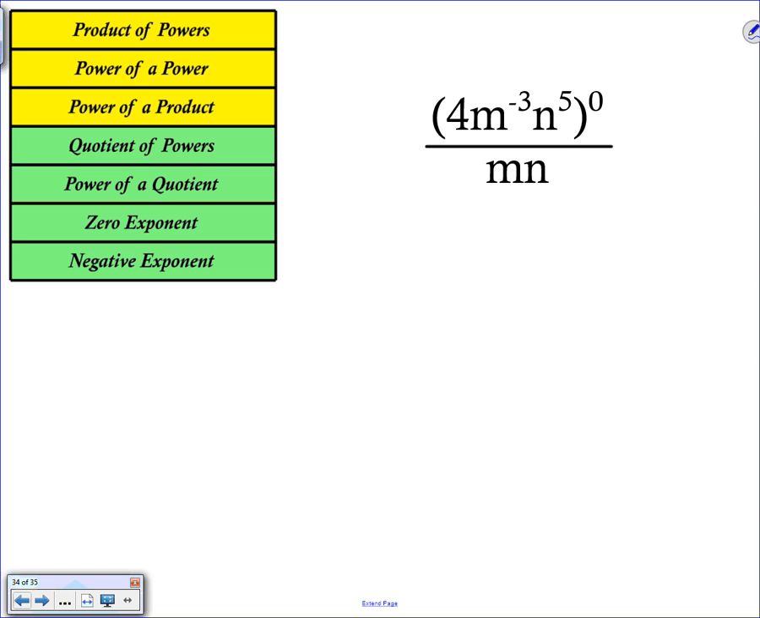And I believe this is the last one. And save the easiest one for last. I have 4 m to the negative 3 n to the 5th to the 0 power over mn. Anything to the 0 power is 1, so this is 1 over mn.